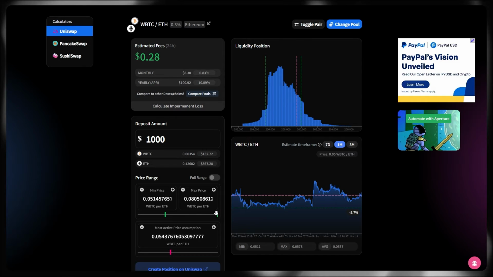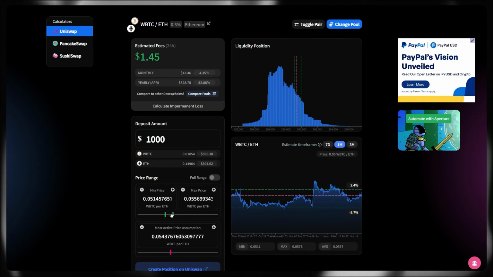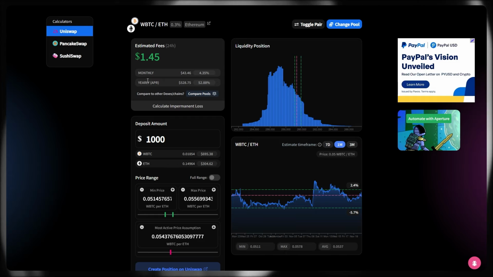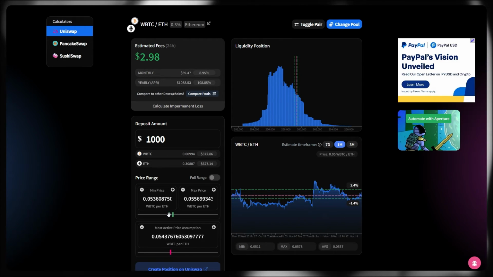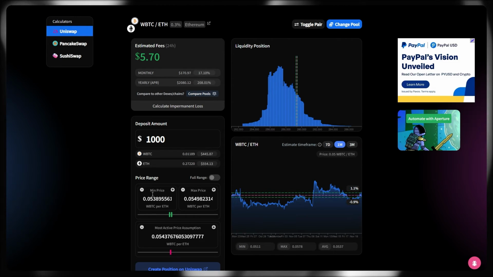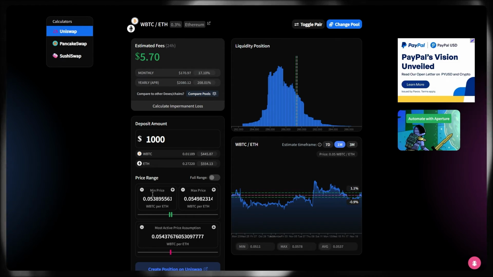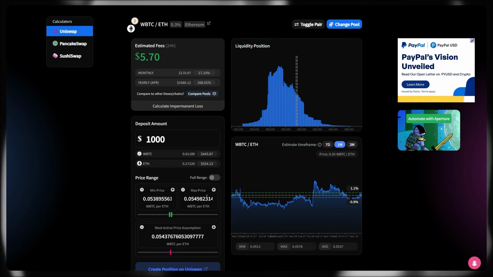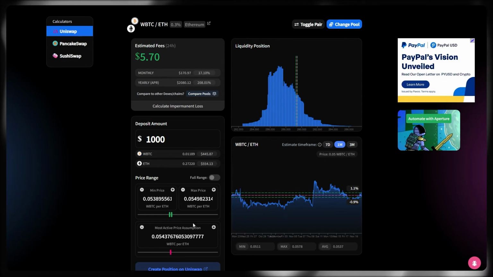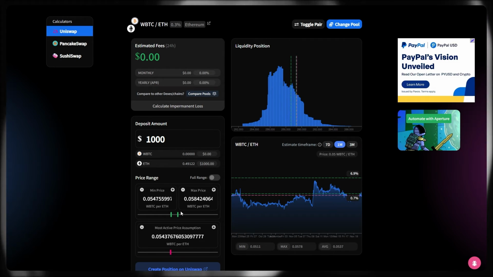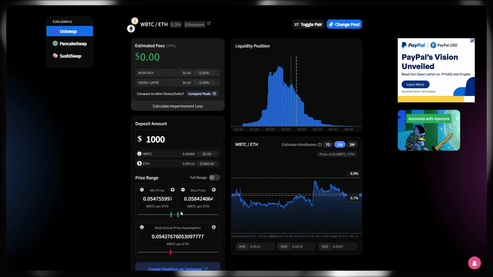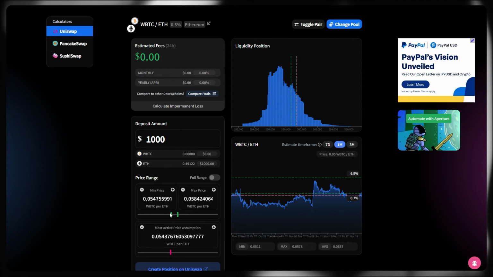If I drag these handles back in for the min and maxes, you'll immediately see my estimated fees continue to increase as I zone in around that current price tick. The observant of you will notice, though, what happens if the current price moves outside of my range. Well, if I increase my max range here and I pull my min above, immediately my estimated fees have dropped to 0. This works in both directions.